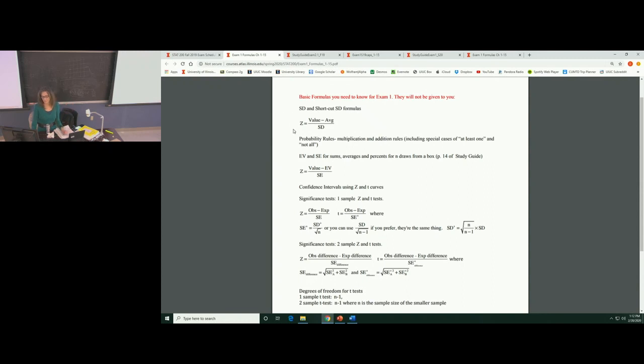All right. Now, obviously, you need to know the z-score, value minus average over standard deviation, and the basic probability rules. And then these expected value and standard errors. The standard error, I said, the easiest way to remember it is SD and square root of n. That's what it involves. And here you multiply, and for these two you divide. And it's on page 14 of the study guide that's also posted here, a good place to look for the standard error formulas.